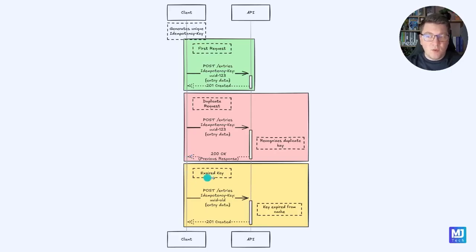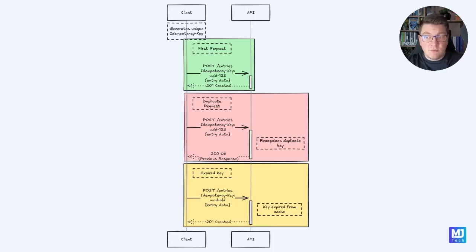Now, what happens when the key expires? Well, in that case, you have two options. First, you can either store these keys forever, which means that they do not expire, or you can store them for a given period of time, let's say 1 hour, 1 day, or whatever you think makes sense for your system. But let's say that this time has passed and the key expired from our cache where we were storing the idempotency keys. In this case, we would just process this like a regular request and return back 201 Created. So this is the option that I'm going to implement in the code.